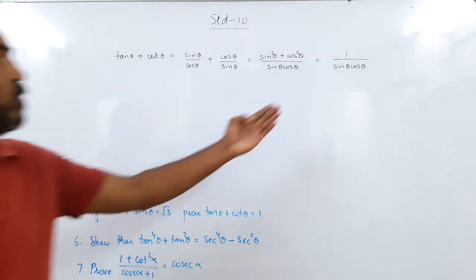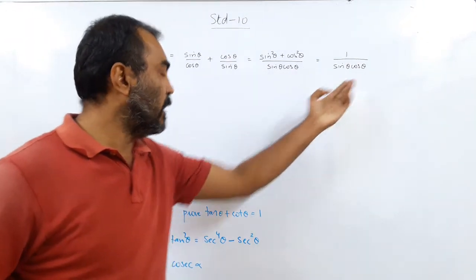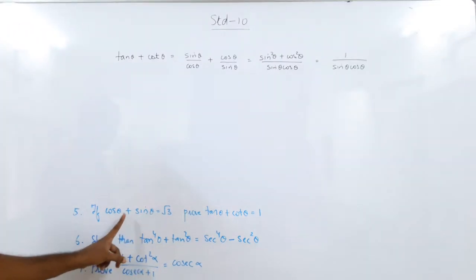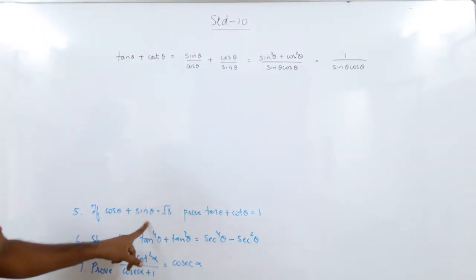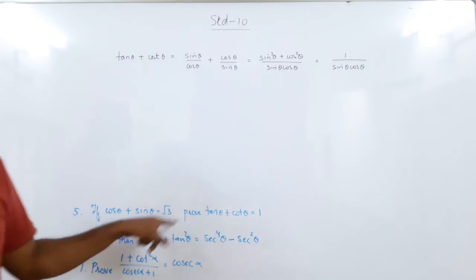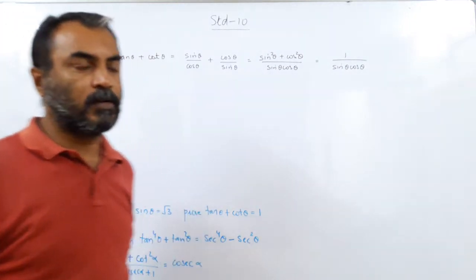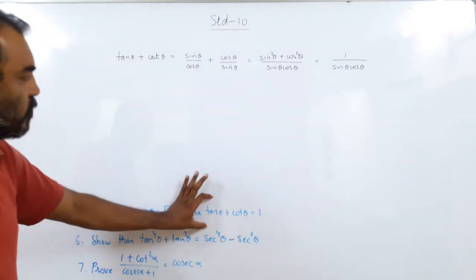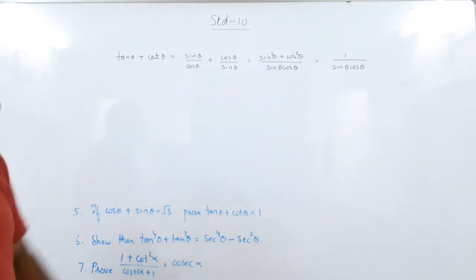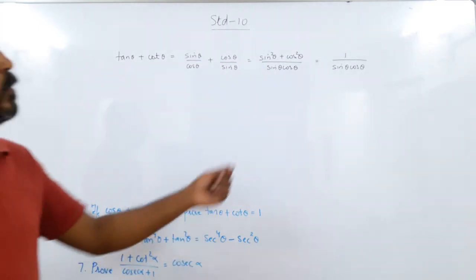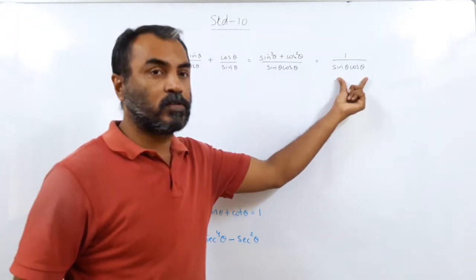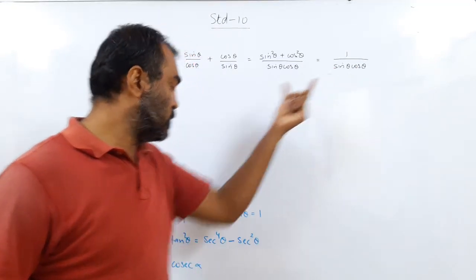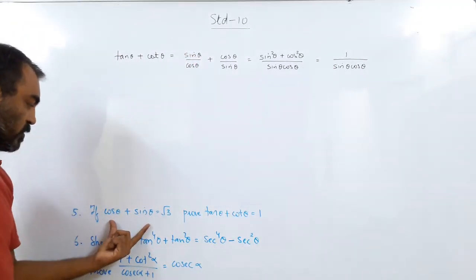But I don't know the value. What is sin theta into cos theta? I know cos theta plus sin theta equal to root 3. That I know. But what is sin theta into cos theta? So I have simplified this first and reached here. Now I need to know what is sin theta into cos theta, and to know this, I have to make use of this.